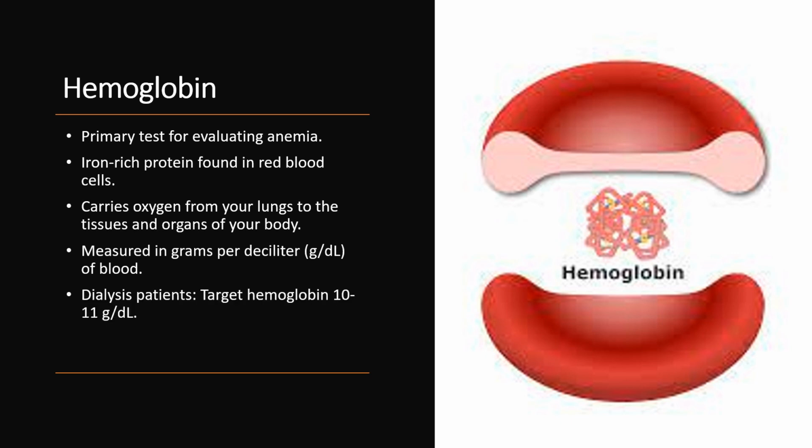It's measured in grams per deciliter of blood. In dialysis patients, the target hemoglobin is between 10 and 11, although it's a fairly narrow range and it's often difficult to keep it within this target through the adjustment of Mircera. A normal hemoglobin, by the way, for someone with normal renal function is above 13 grams per deciliter. And we monitor it monthly during dialysis.